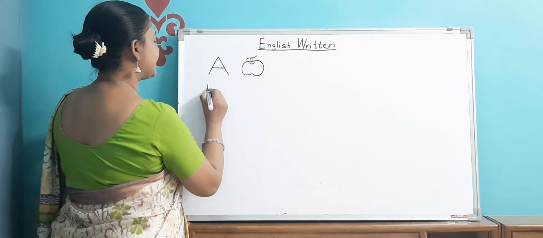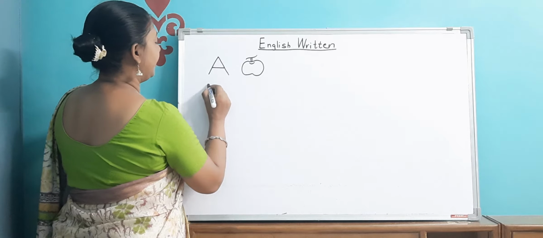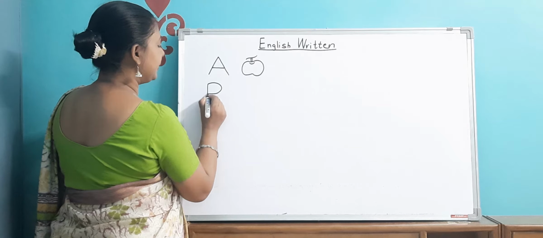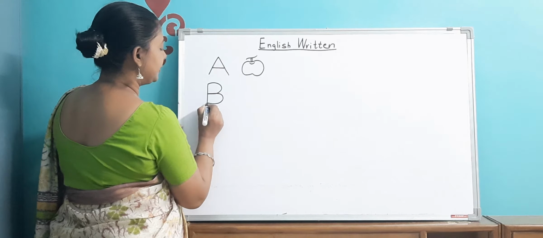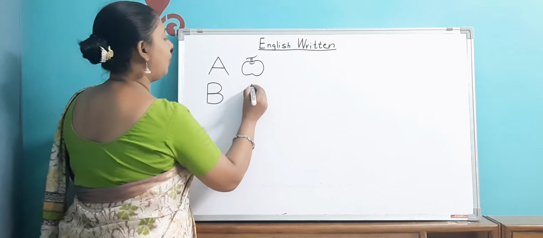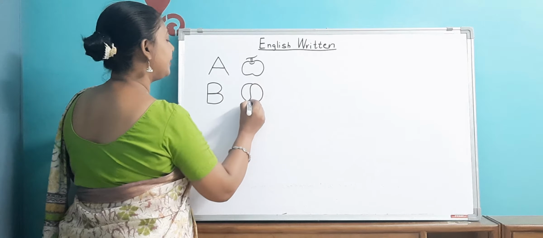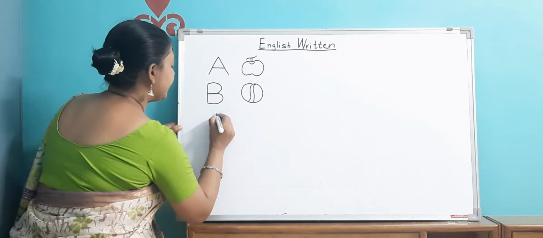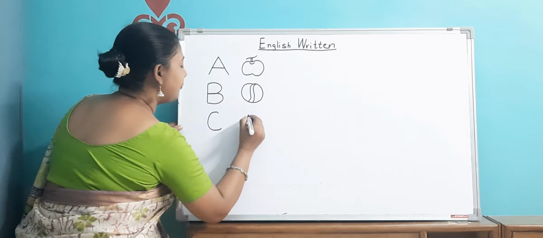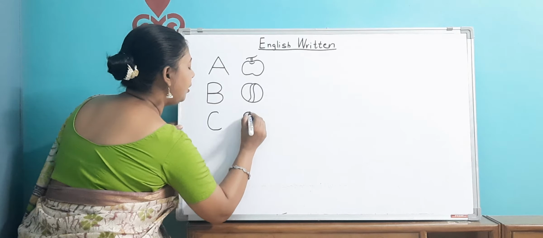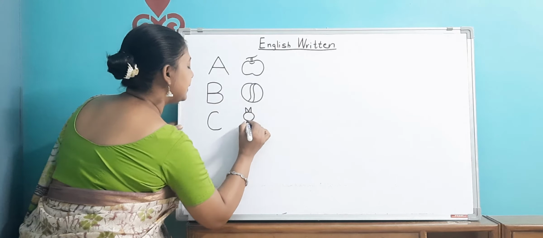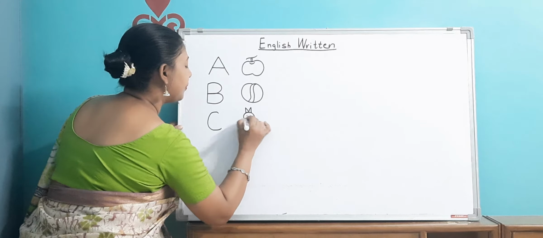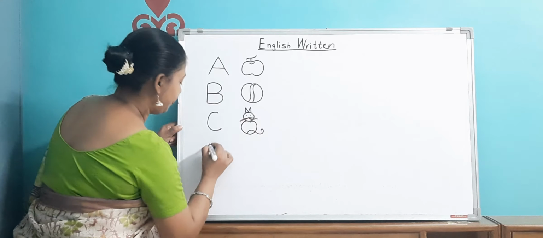After A comes B. So how do you write B? Standing line, then semicircle, and then another semicircle. This has become B. B for ball. After B comes C. C for what we have learned? C for cat.